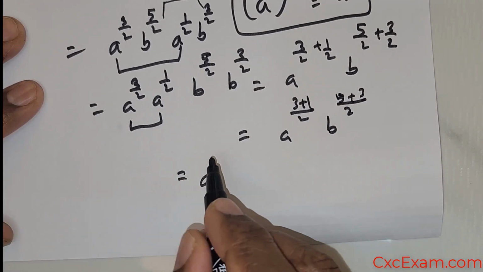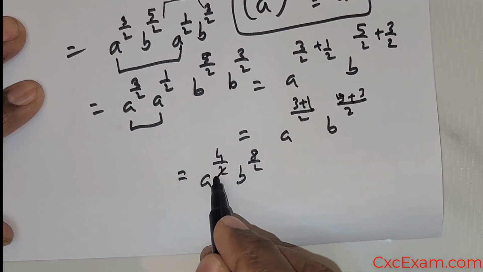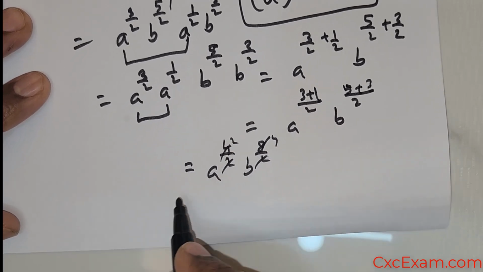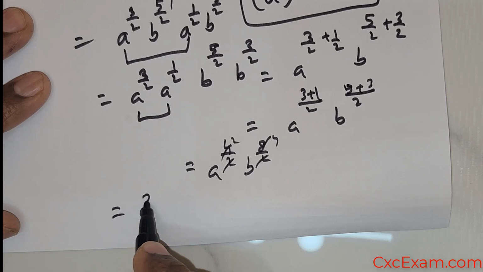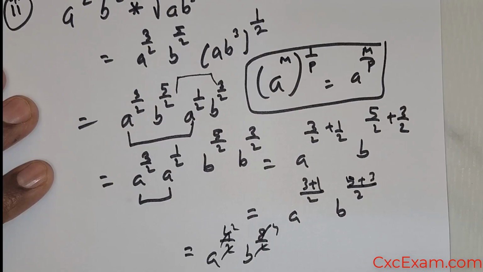This is rewritten as a raised to the power of 4 over 2, b raised to the power of 8 over 2. 2 divides here 2 times, 2 divides here 4 times. So you have a squared times b raised to the power of 4. So that's the solution for this question.